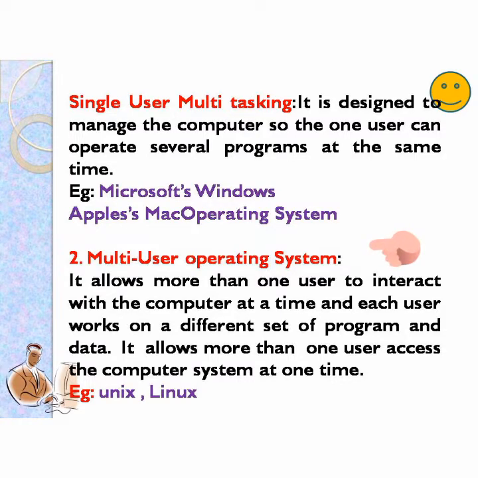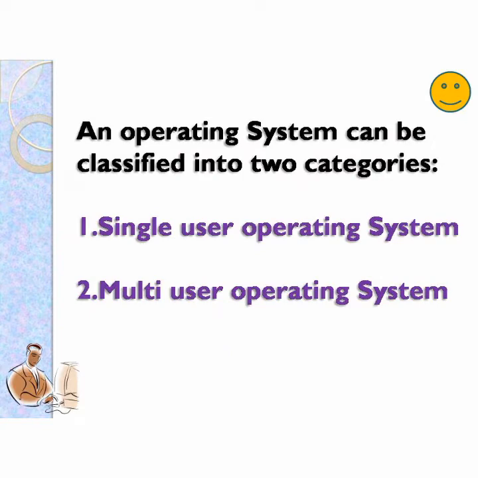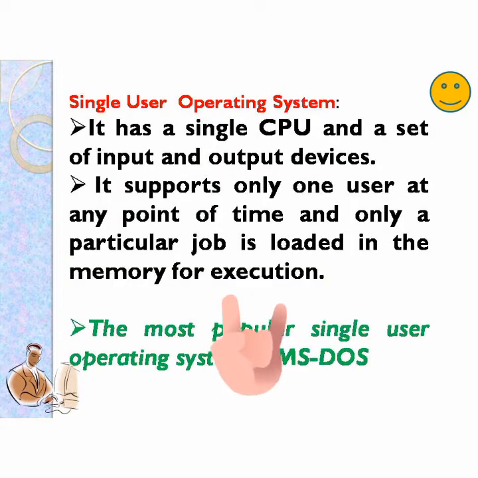Then multi-user operating system. It allows more than one user to interact with the computer at a time, and each user works on a different set of programs and data. It allows more than one user to access the computer system at one time. Example, Unix and Linux. So an operating system can be classified into two categories. Just now we have covered single user operating system and multi-user operating system.